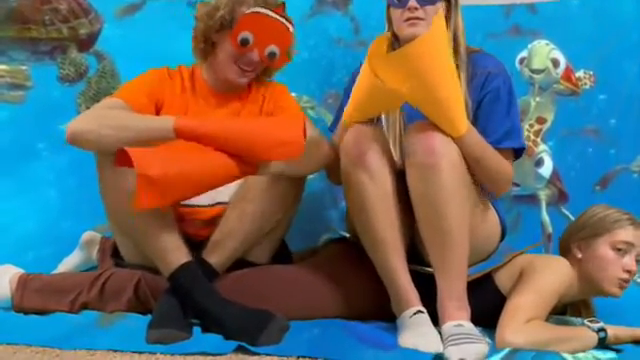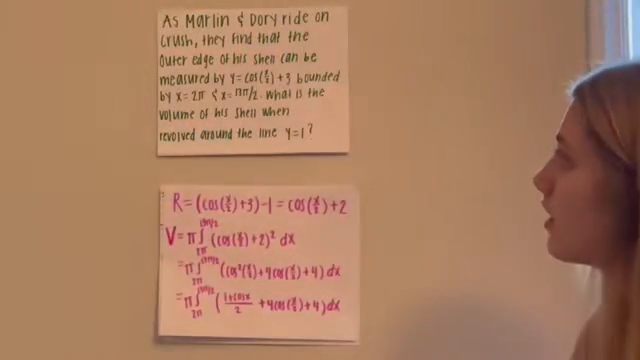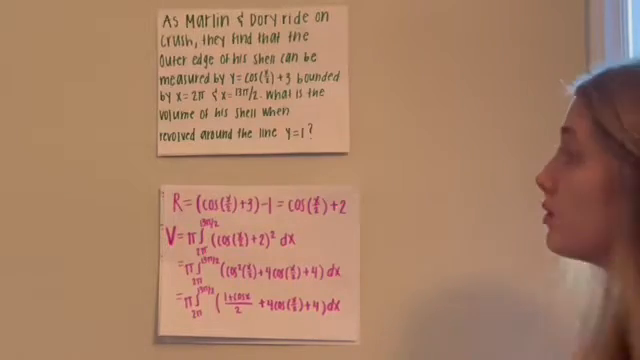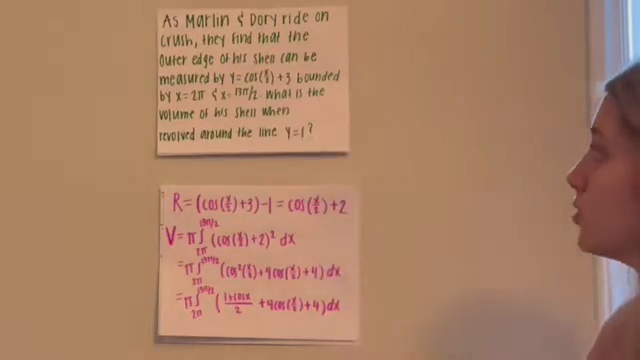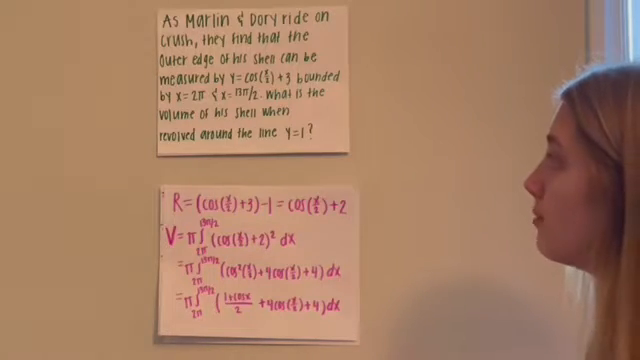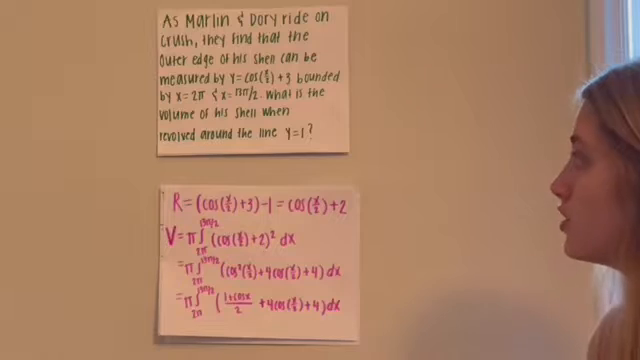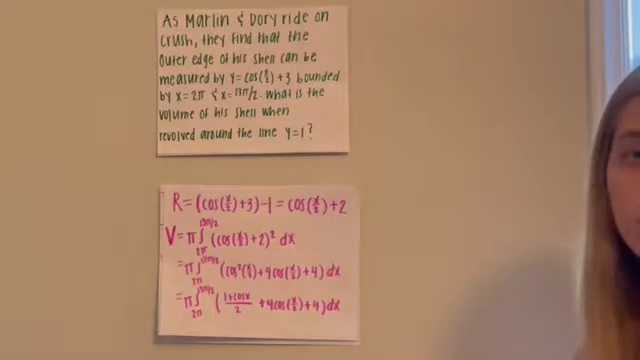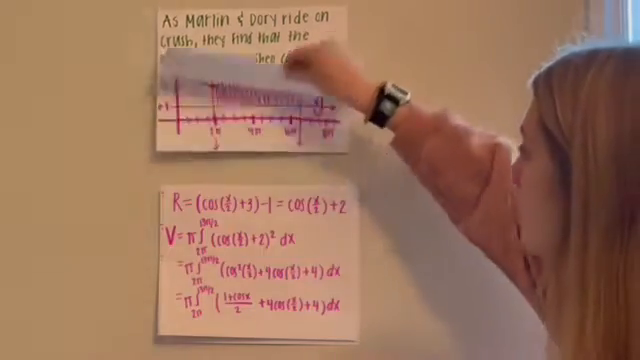3, 2, 1, jump! Okay, so as Marlin and Dory ride on Crush, they find that the outer edge of his shell can be measured by y equals cosine of x over 2 plus 3, bounded by x equals 2 pi and x equals 13 pi over 2. What is the volume of his shell when revolved around the line y equals 1?